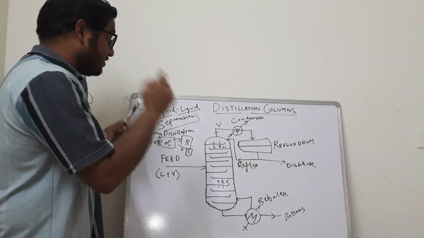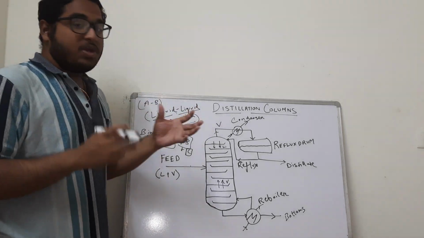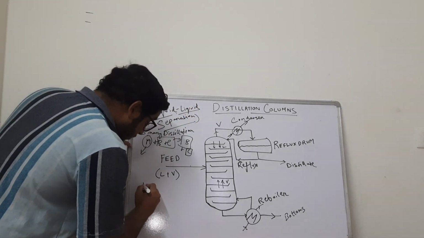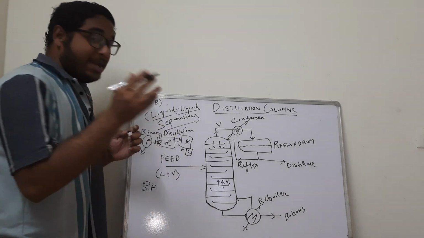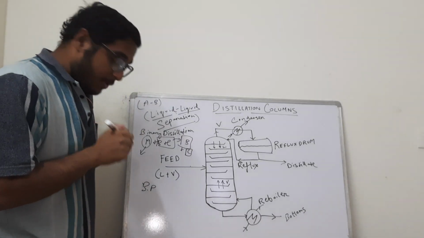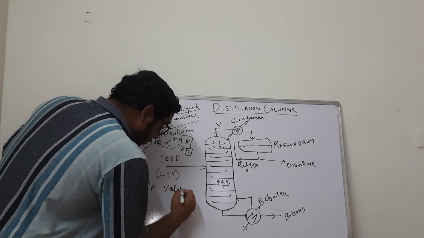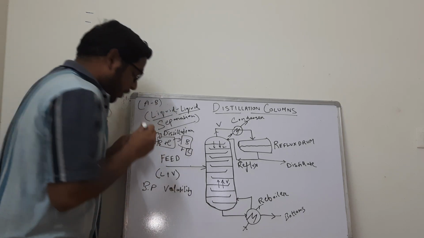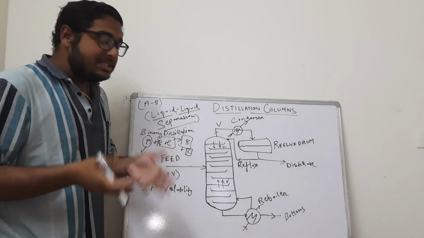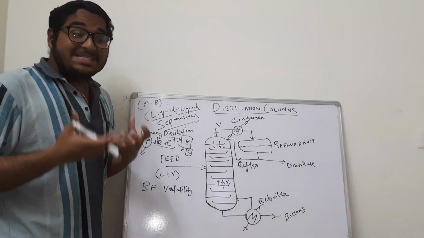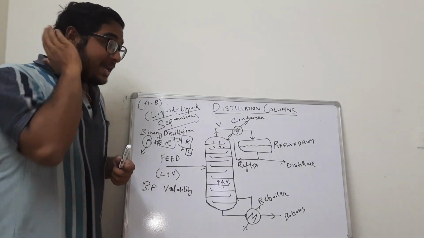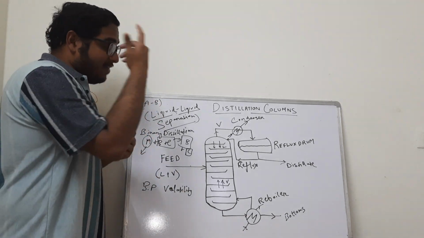Two very important concepts that you must keep in mind when you hear about distillation columns are the boiling point (BP) of the components that you are trying to separate, and the volatility of the components. What is volatility? Volatility is the tendency of the liquid to easily vaporize or easily form vapors and travel upwards.